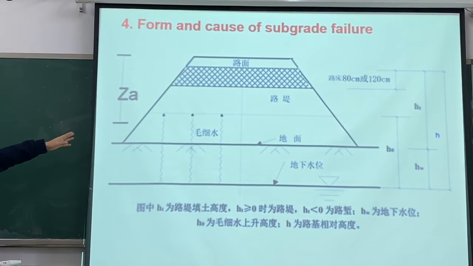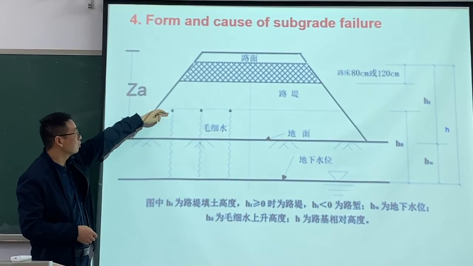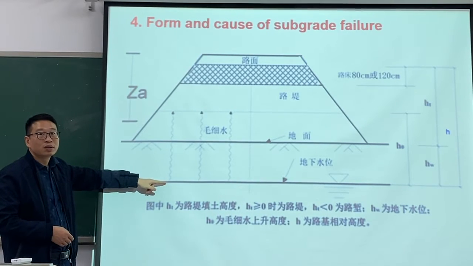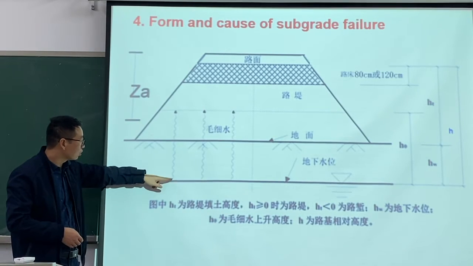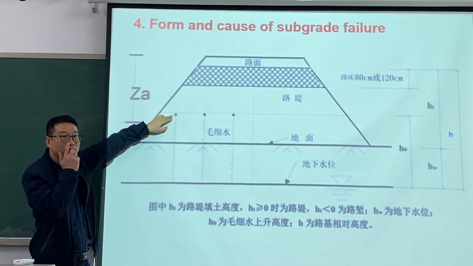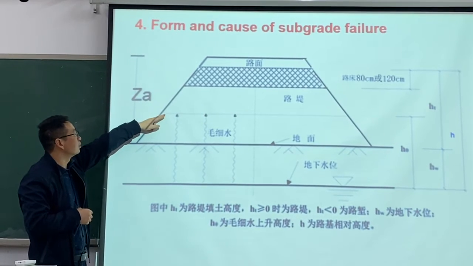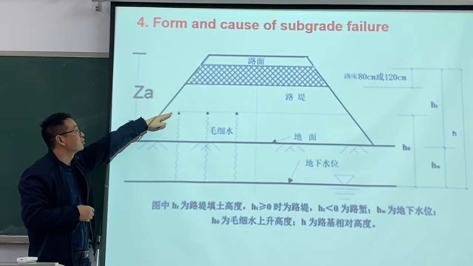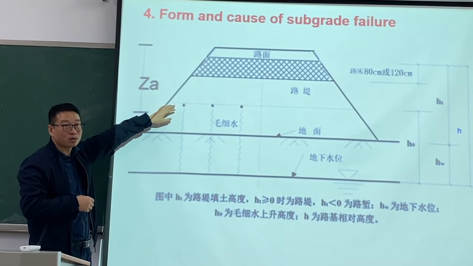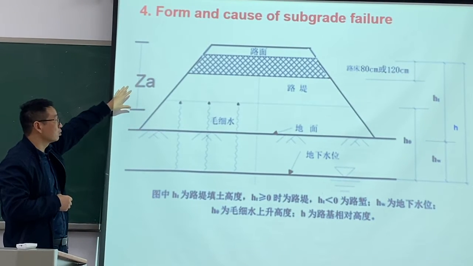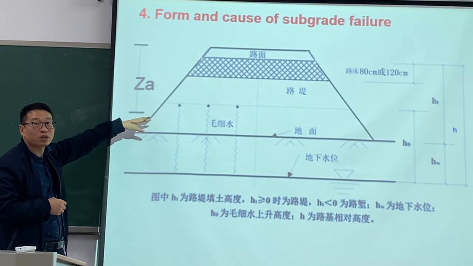From this table, from this picture, we can know that the capillary rise depth is from the water level on this level to this. But the work zone is below the capillary rise height. So we can determine the work zone belongs to the medium humidity state.